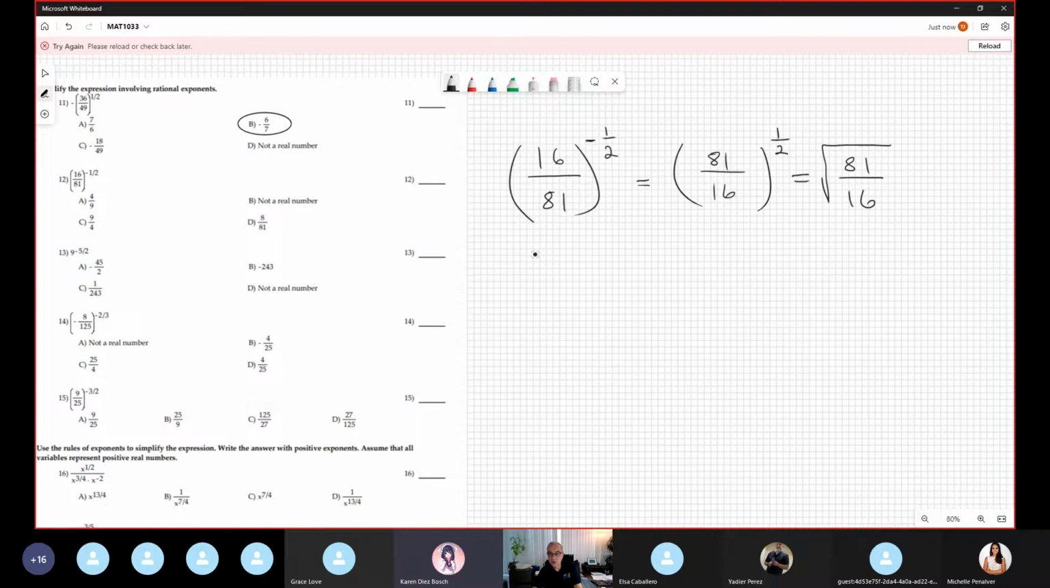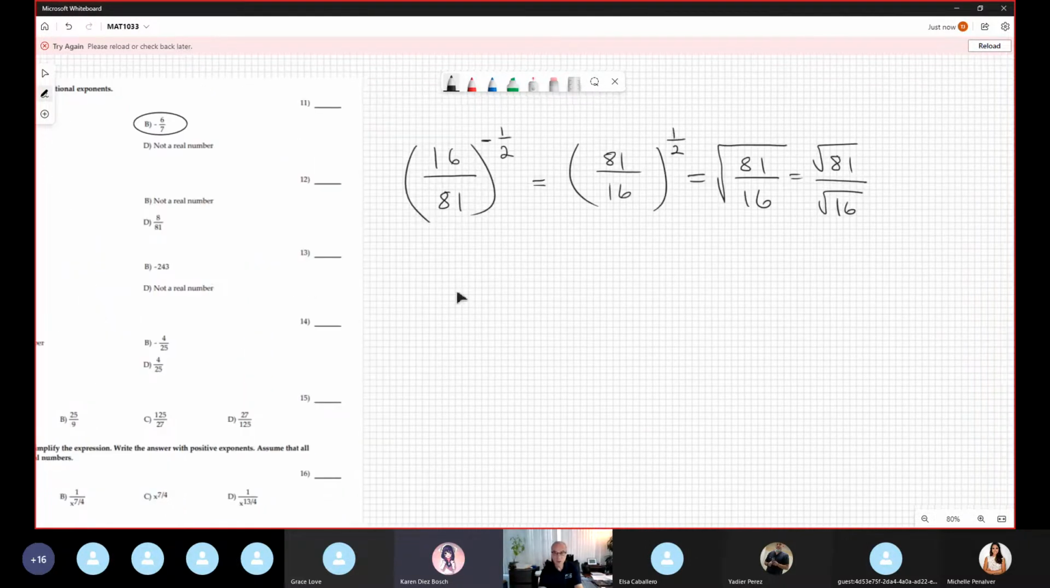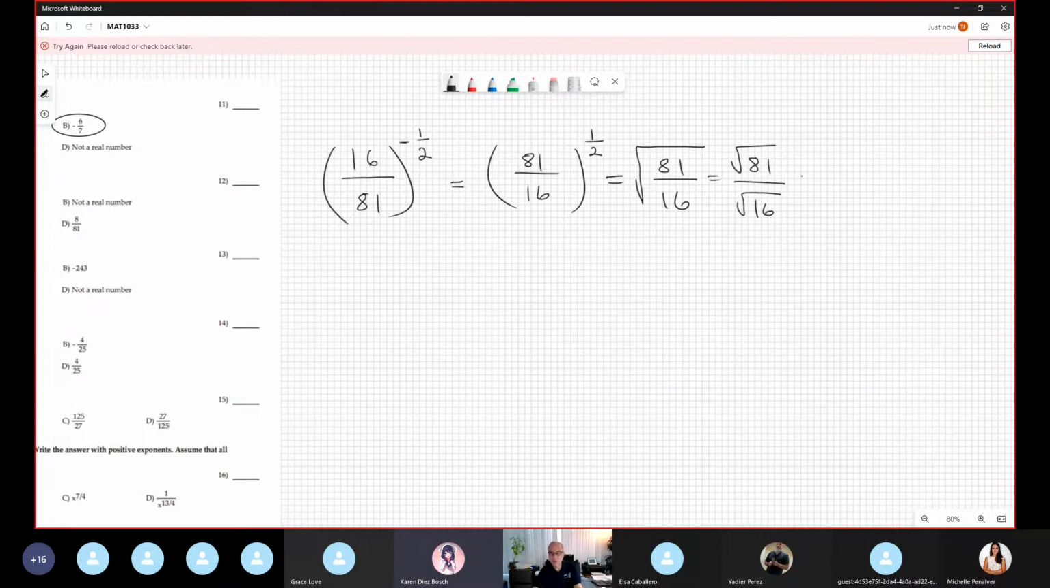The index is 2 and the power is 1. And why not separate into 2 pieces? The square root of 81 is 9, and the square root of 16 is 4. And this is my answer.